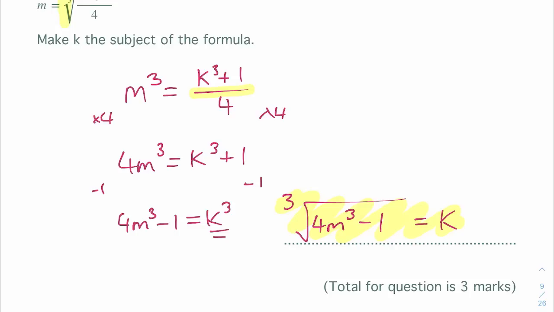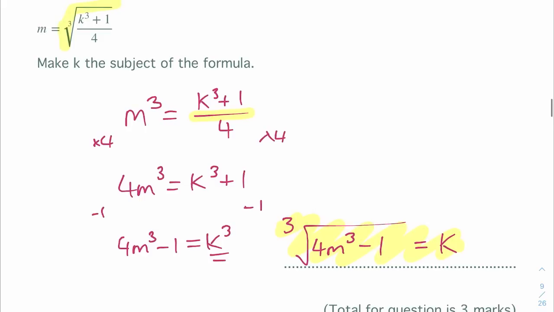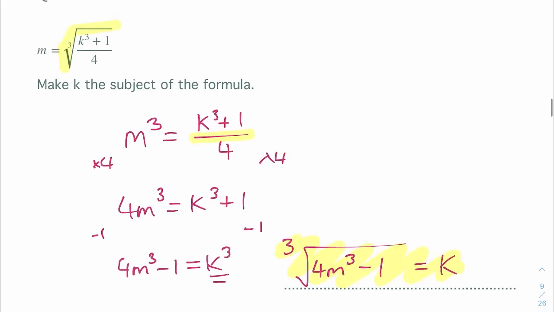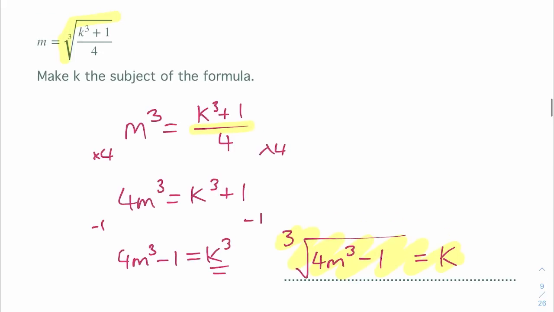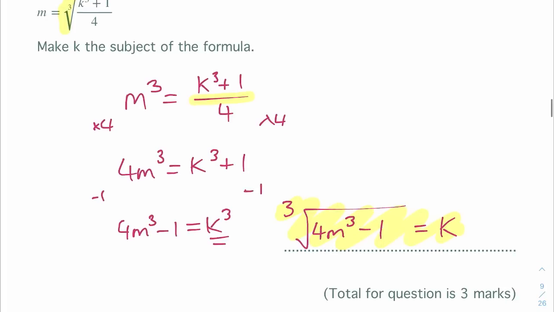Now that formula there didn't involve any factorisation, but you could have questions where you have to actually factorise, or you could have things like this where you've got square roots and cube roots to deal with. But I'll link the video for changing the subject of a formula where you have to factorise as well, and they're very much worth looking at.